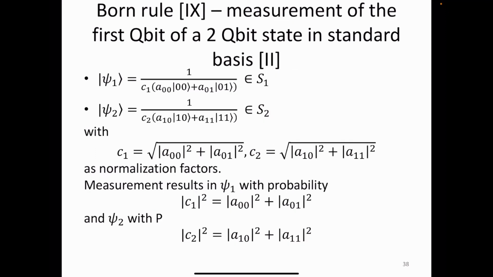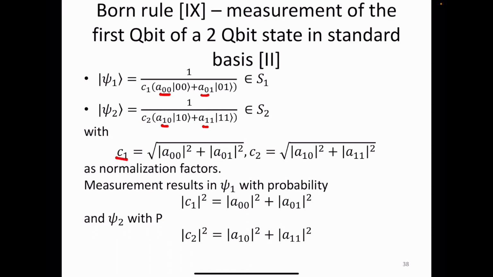So for psi sub 1, we look at the states that have a 0 in the first qubit. For psi sub 2, we look at the states that have a 1 in the first qubit. And we apply that normalization factor here.